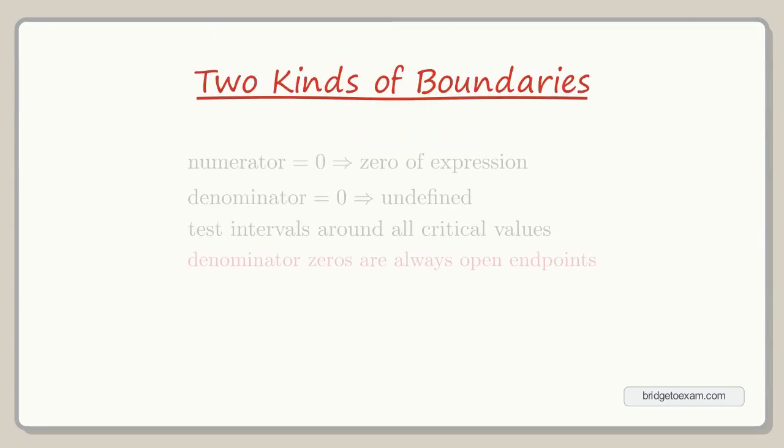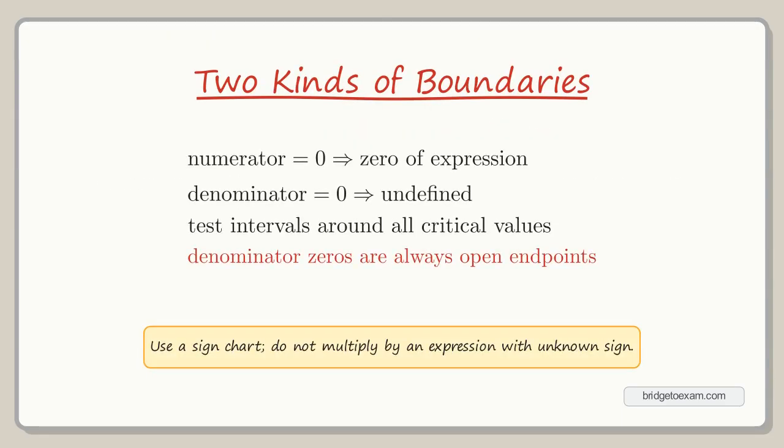A rational inequality has two kinds of boundary points. Numerator zeros make the expression equal 0. Denominator zeros make the expression undefined. Zeros may be included when equality is allowed. Undefined values are never included.